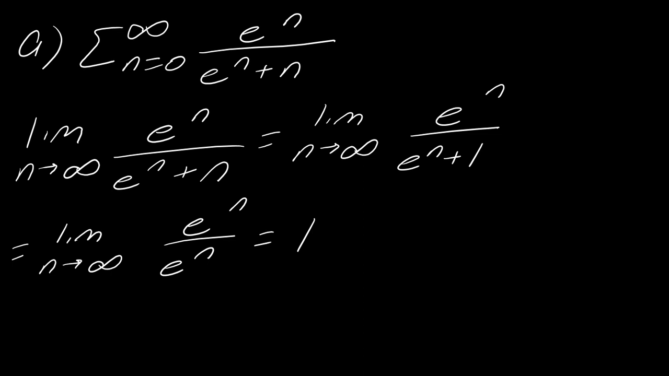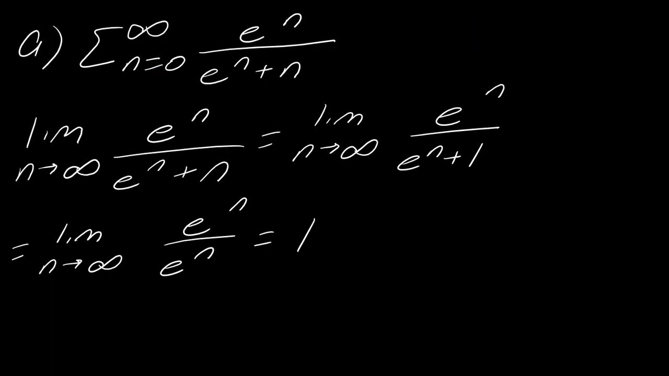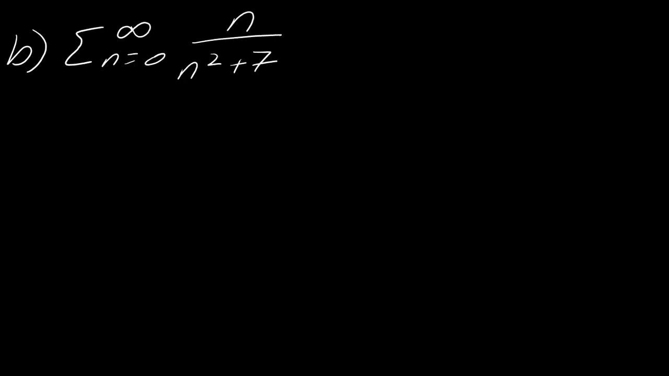So that equals 1. Remember, what does the test say? It says that the limit has to equal 0. So since my limit was 1, that implies that the series diverges. So that's the way that you use that test. Okay, so let's compare that to this next example.